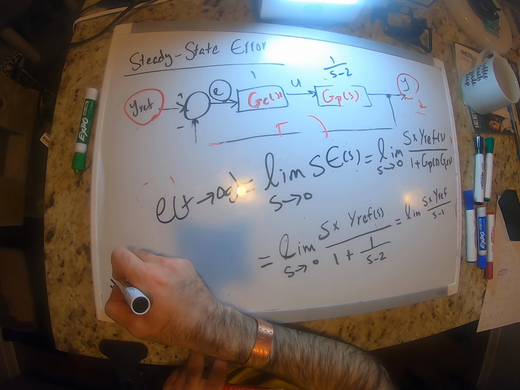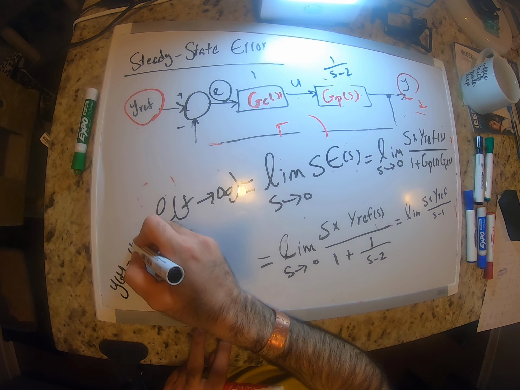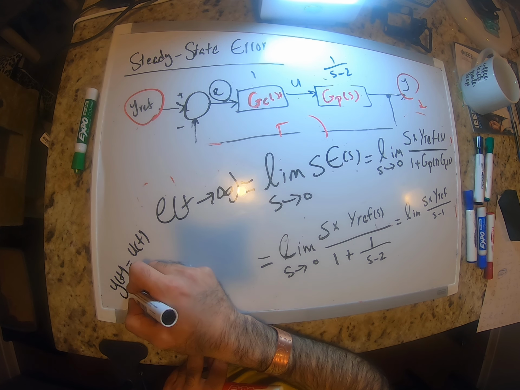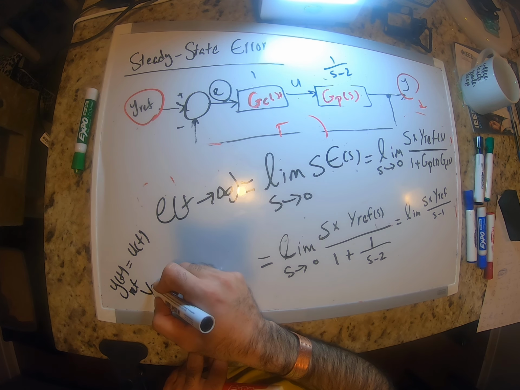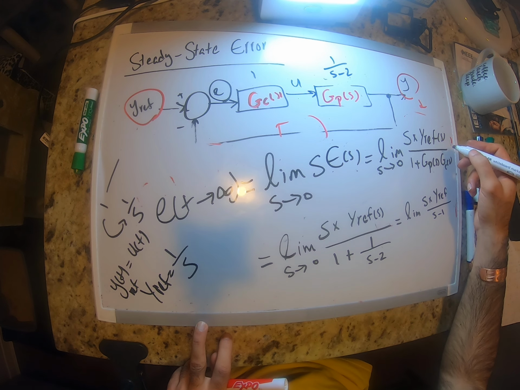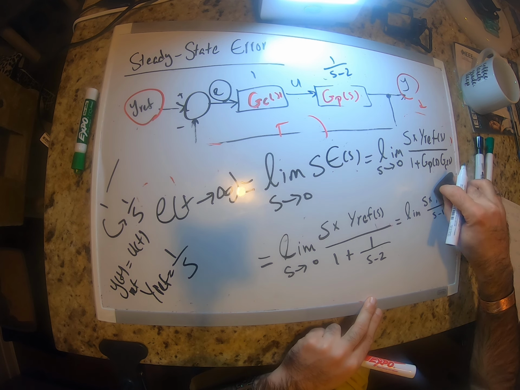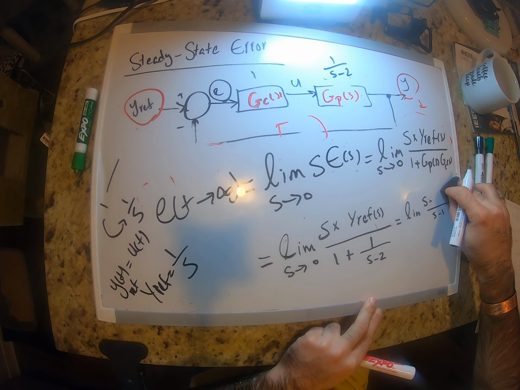So if y of t, let's say it's 1 u of t, Y ref of S is going to be 1 over S, right? If you want to reach 1, in the S domain it's going to be 1 over S. So I was wrong saying that this is not a variable of S. It is a variable of S. So this is going to be, let's say, Y ref over S. Okay? And this becomes S minus 1 divided by S minus 2.